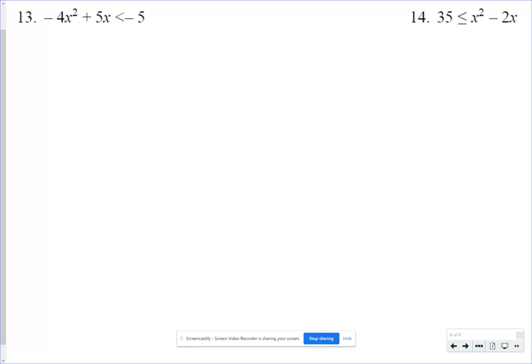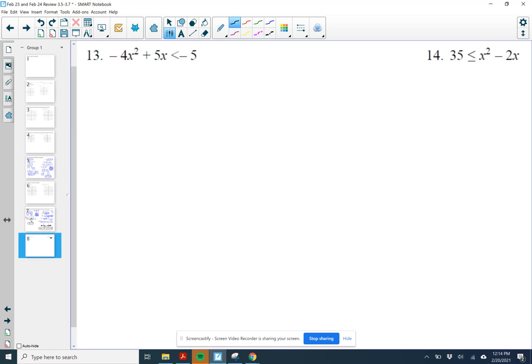We've got negative 4x squared plus 5x minus 5 is less than negative 5. So the first thing I'm going to do, I'm going to add a 5 to both sides to get my 0. We need the 0. Now, what I don't like about this is I don't like my leading coefficient being a negative. So what I'm going to do is I'm going to multiply both sides by -1.